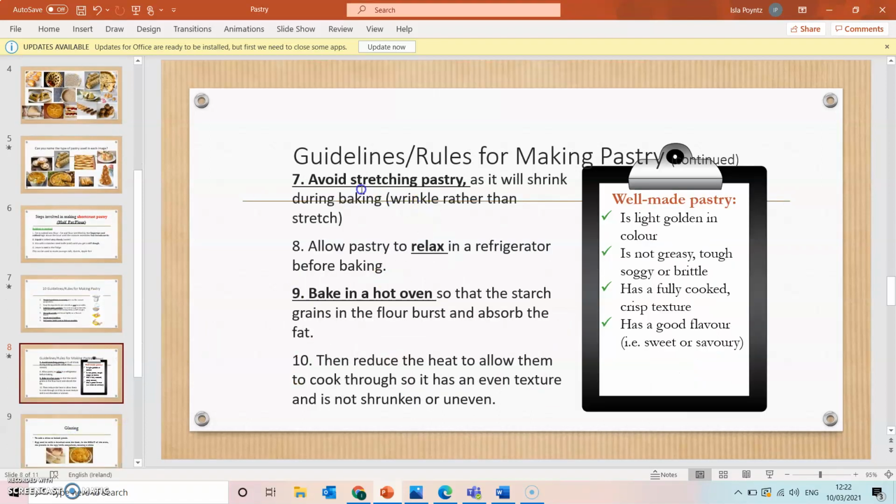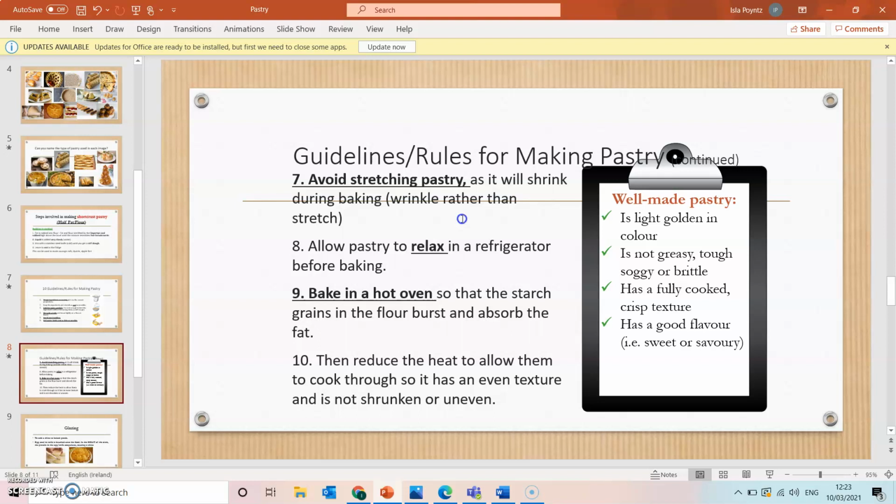Now, avoid stretching the pastry as it will shrink during baking. So wrinkle rather than stretch. If you pull the pastry to make your apple tart, it's going to shrink back in the oven. So you need to make sure that you roll it out with your rolling pin to whatever the desired size is, and then you allow it to do its baking. It'll shrink back, but that's why we leave it to rest in the fridge, number 8, before we bake, to allow for that relaxation.